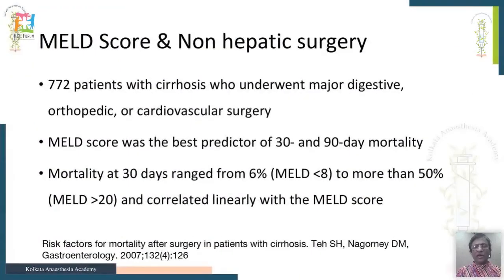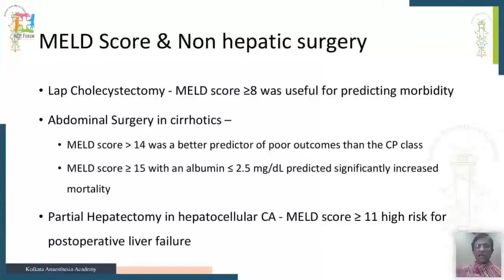There are several studies which looked into how well it helps in prognostication and decision making. If you look at 30-day, 90-day mortality for patients undergoing major GI, orthopedic, cardiovascular surgery, this was in 2007, the mortality at 30 days ranged from 6% with a MELD score of less than 8 to more than 50% when the MELD score went above 20. So there was a linear increase with the linear increase in MELD scores.